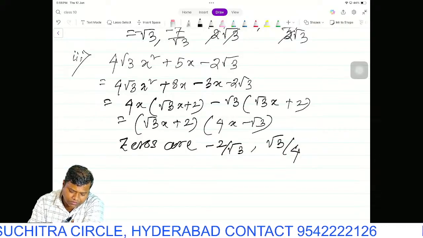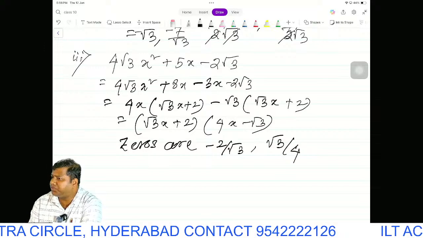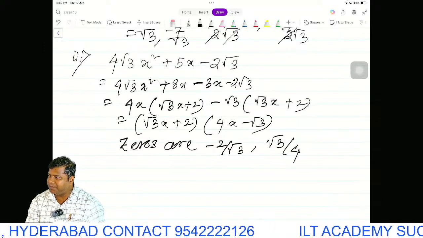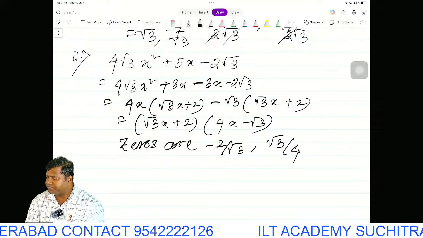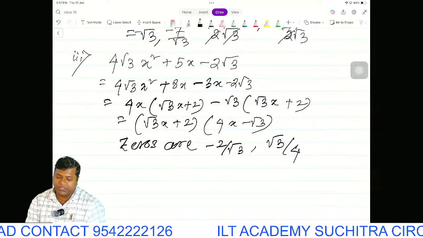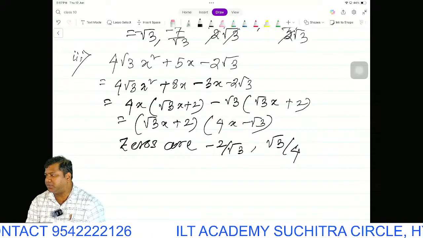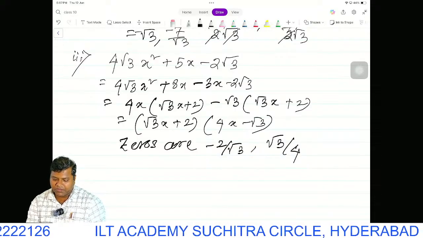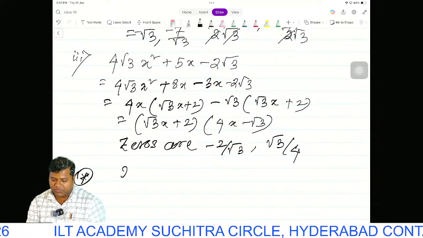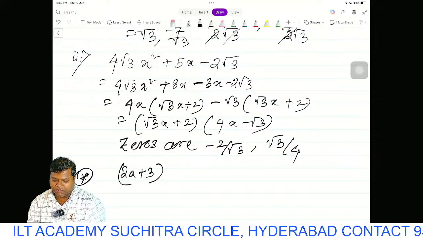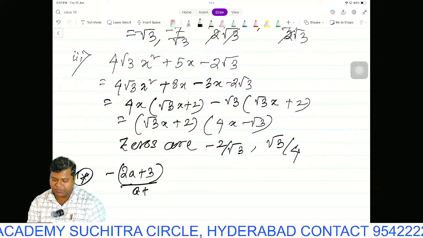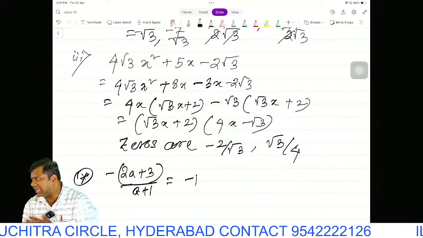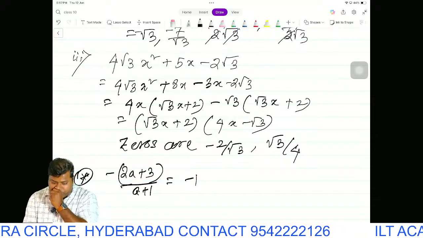Sum of the zeros is minus 1, right? Sum of the zeros means what? Minus b by a. What is b for this polynomial? 2a plus 3, and a is a plus 1. So minus of 2a plus 3 by a plus 1, that is given as minus 1. From there you need to find the value of a. I am just giving you the equation. For the last question, you just need to do minus of 2a plus 3 by a plus 1 equals minus 1, and from this you need to find the values of a. Okay.